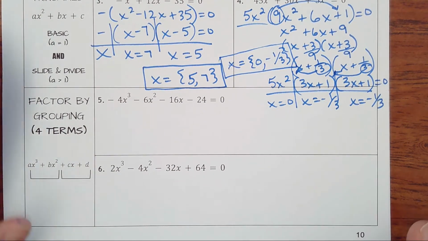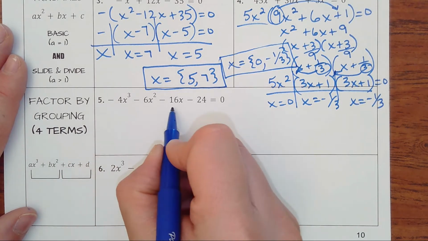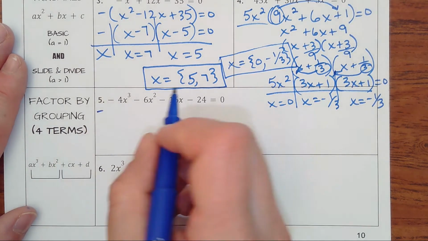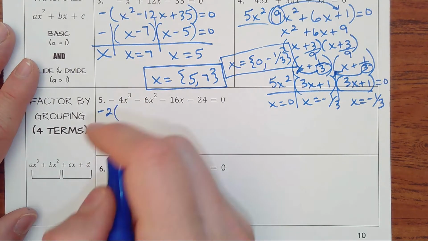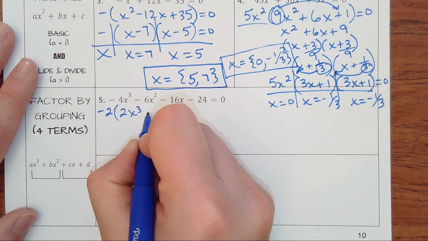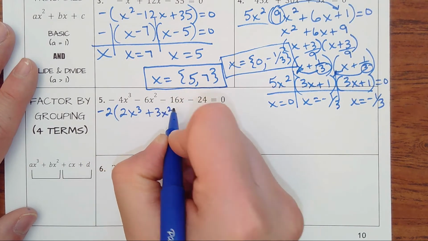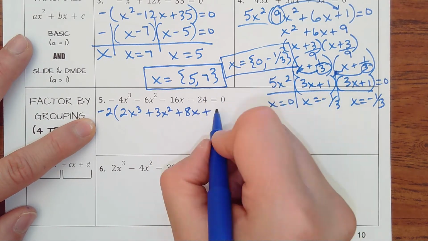Okay, and the last two have to do with grouping because there's 4 terms. I can take out a negative and a 2. And so that would give me 2x cubed plus 3x squared plus 8x plus 12.